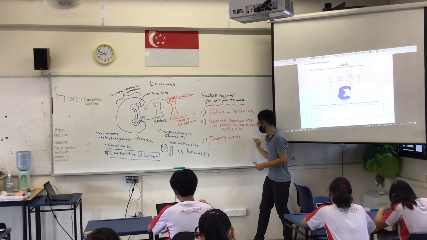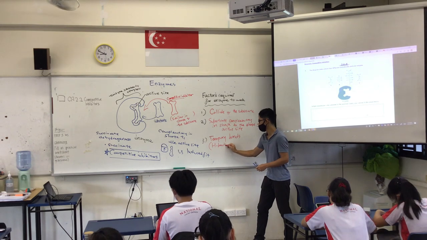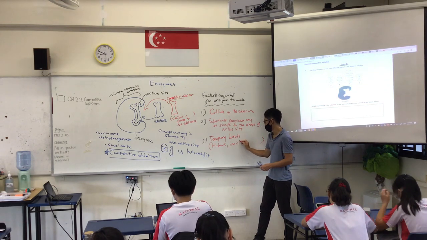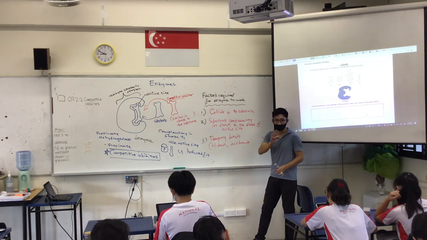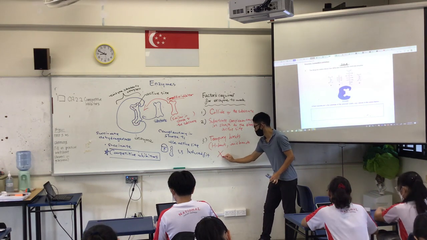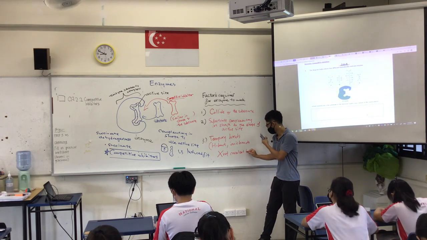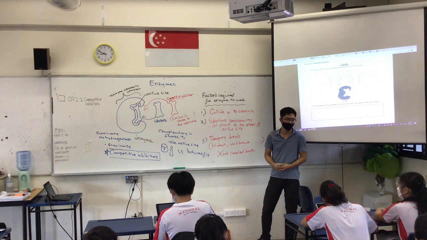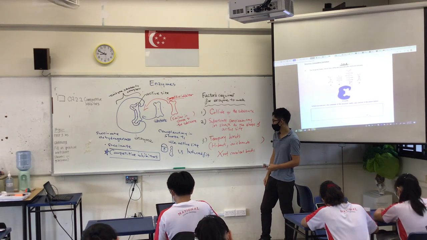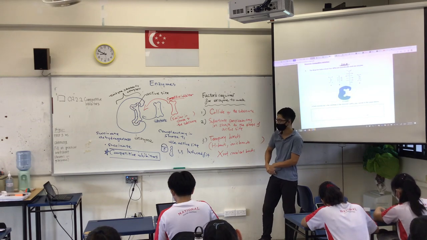And these bonds are bonds you actually know of. They are hydrogen bonds, they can be ionic bonds. But just not covalent bonds. Covalent bonds are rather permanent. We need something that is more temporary, that can be disrupted a little bit more easily. So temporary bonds need to form. Hold it in place. These three factors are really important.